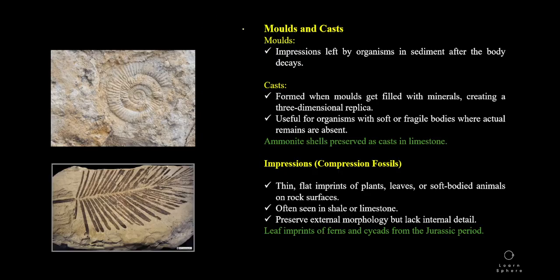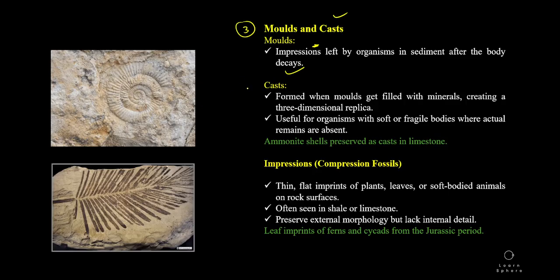The next type, the third one, is molds and casts. Firstly, molds are the impressions. Molds are basically the impressions left by the organism in sediments after the body decays. Let's suppose an organism died. Then its body gets buried under the soil, and after a long time, its body leaves an impression on some surface like rock or soil.